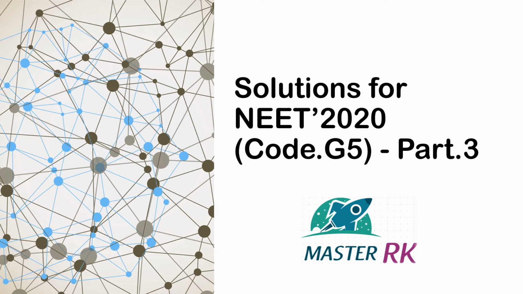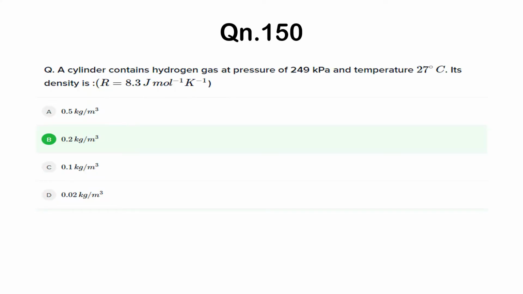This is part 3 of NEET 2020 solutions based on question paper code G5. Question number 150. A cylinder contains hydrogen gas at a pressure of 249 kilopascal and a temperature of 27 degrees Celsius. Its density is, the answer is option B. Given gas constant R is equal to 8.3 joule per mole Kelvin.